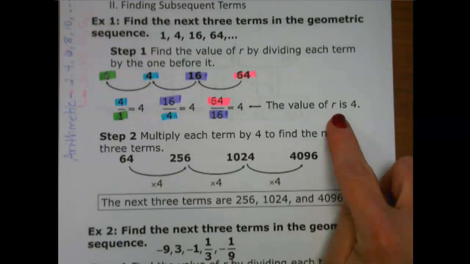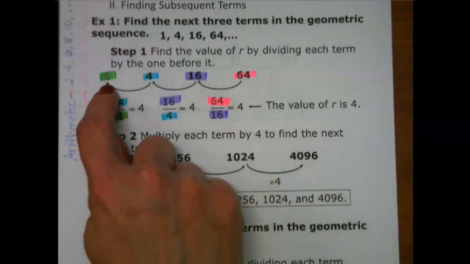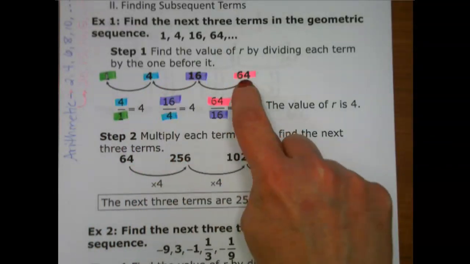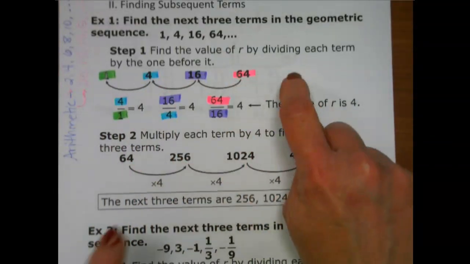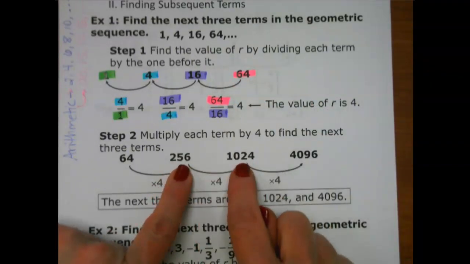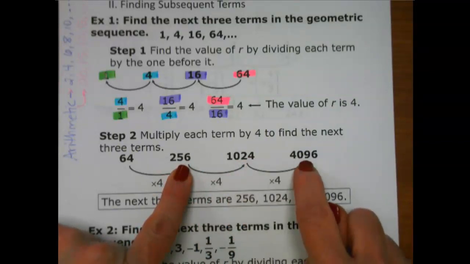So to find the next terms, all I need to do is keep multiplying by 4, because this is 1 times 4 is 4. 4 times 4 is 16. 16 times 4 is 64. 64 times 4 is, that's where we come down here, 256. 256 times 4 is 1024. 1024 times 4 is 4096.